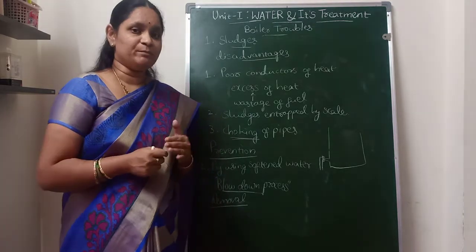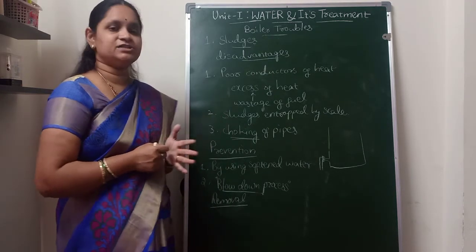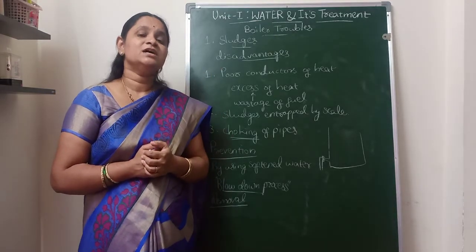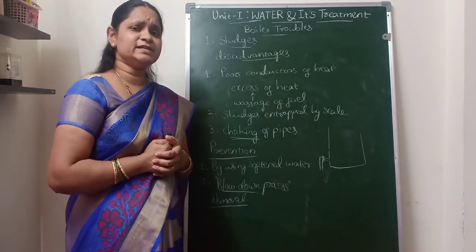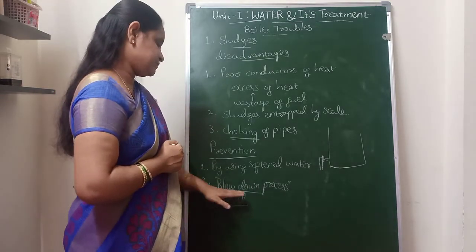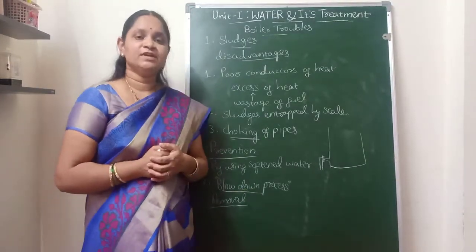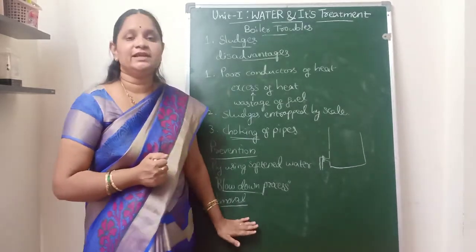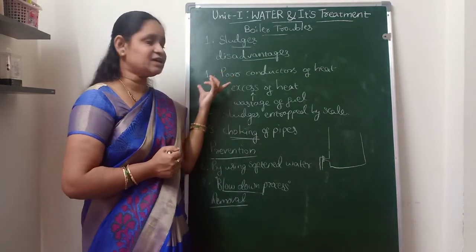At bends, joints, rivets, at those places it will deposit. The disadvantages are wastage of fuel, choking of the pipes, and increase in the thickness of the scale formation. Prevention of sludges is by using already softened water, and if the concentration of the dissolved salt increases, by using the blow down process. If sludges are already formed, they can be removed by scraping with a wire brush. So this is about the sludges.